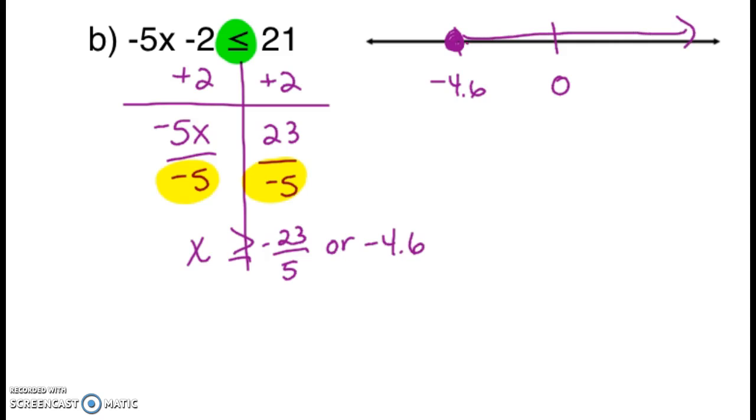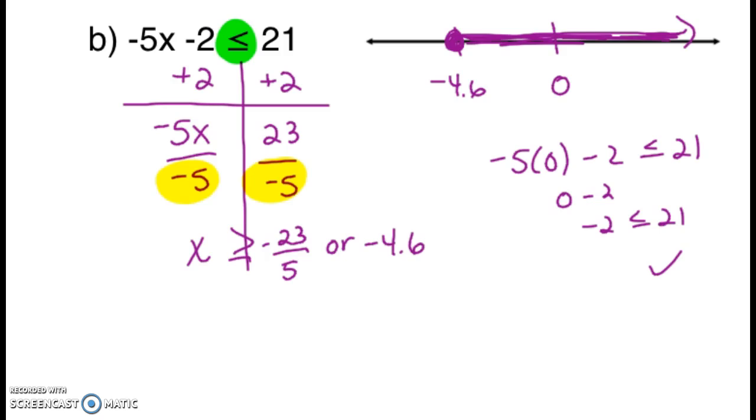And again, when I'm checking, I want to check a place in the shaded area to see if it works. And 0 is in that again, and 0 is the easiest number to try, so I'm going to try 0. So negative 5 times 0 minus 2, is that less than or equal to 21? Well, that's just 0 minus 2. I have negative 2 is less than or equal to 21. That's true, so it works.